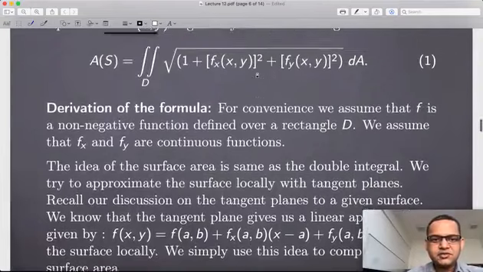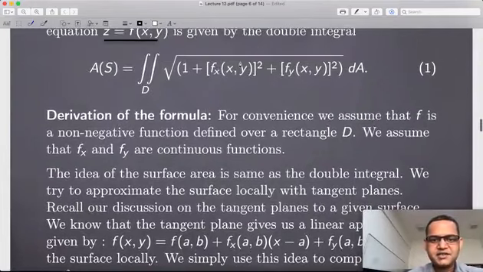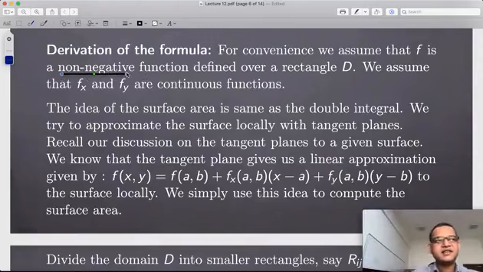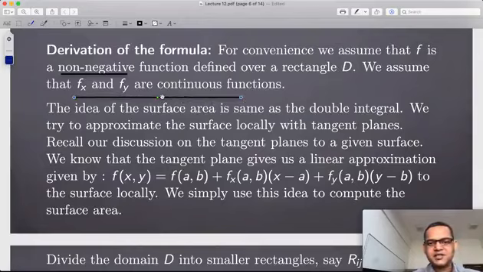In this formula, I have not said anything about f; it can be any continuous function. But for our convenience we are just going to take a non-negative function, so that you get a surface in the upper half space. So we take a non-negative function defined over, let's say, a rectangle, because we are just trying to sketch the idea, so we take a simple situation, and this is the assumption which we had.